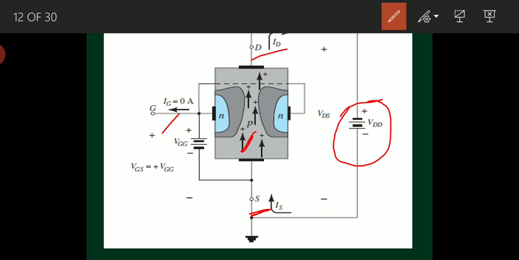So what will the emitter do there? It emits charge carriers. Likewise, the source also emits charge carriers. It pushes the charge carriers to move forward towards the drain terminal. Since holes are the majority charge carriers here, I have to give a positive supply to VDD.